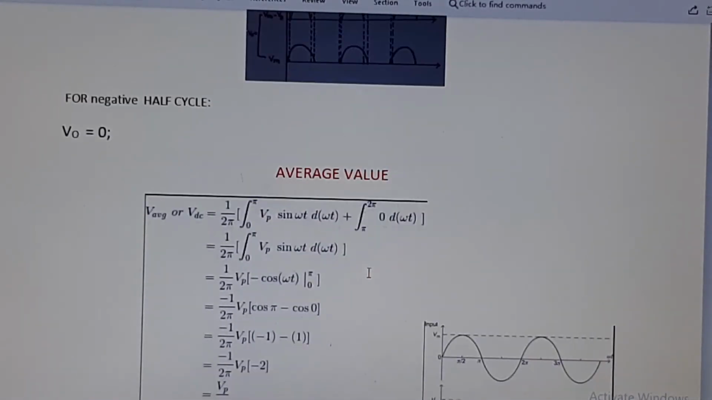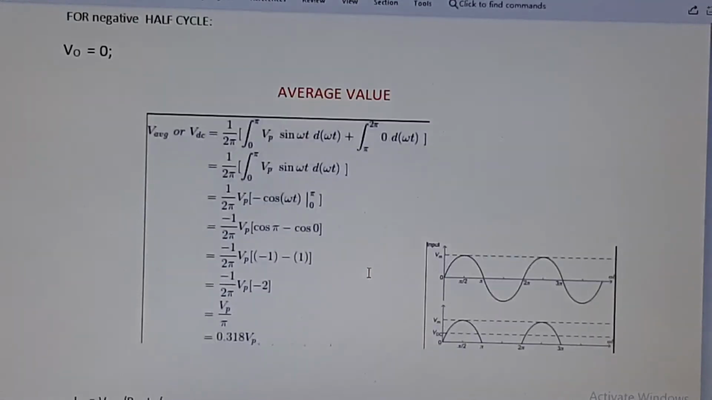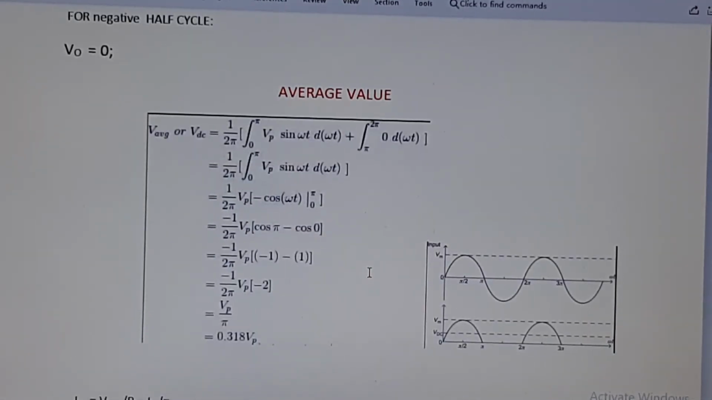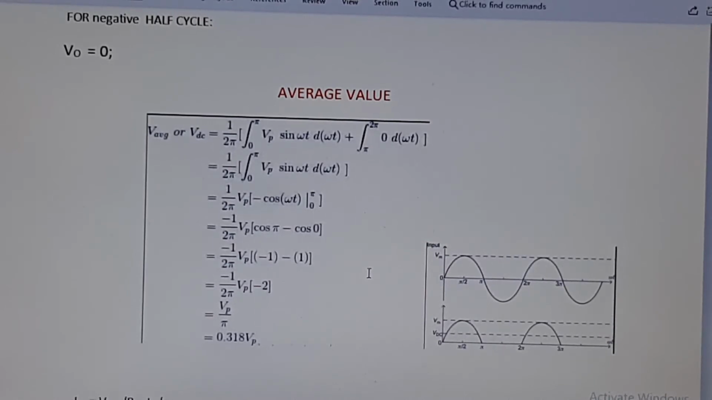Now there are a few factors that we can find during the positive half cycle, that is the average value and the RMS value. At first we will talk about the average value. If we apply a sinusoidal signal like this, then we can see that the time period is 2 pi, and if we apply a signal like this, we can find the average value.